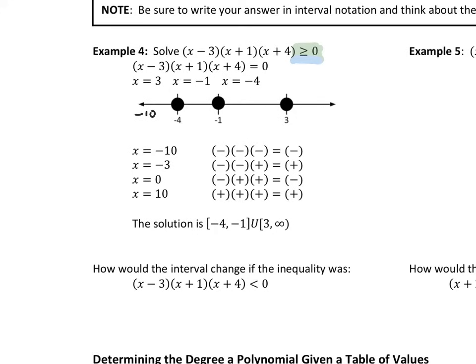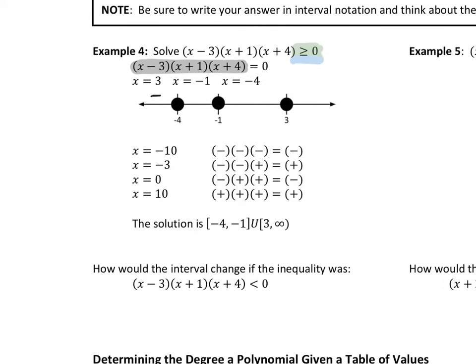I'm essentially, in my brain, plugging numbers into this equation. Negative 10 minus 3 is a negative number. Negative 10 plus 1 is a negative number. Negative 10 plus 4 is a negative number. But a negative times a negative times a negative is also negative. So that means this section right here is going to be negative. I wasn't able to type this on there because I couldn't quite figure out the formatting. Go ahead and put a negative on that little section.